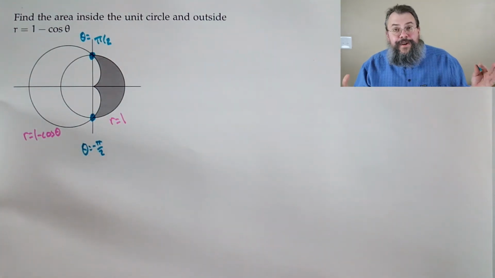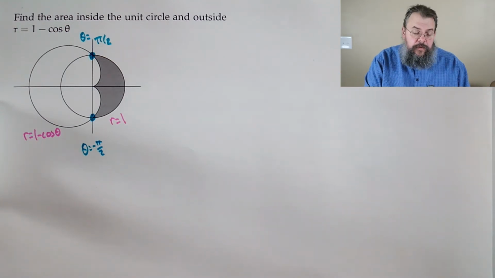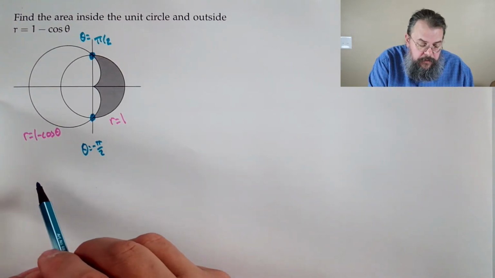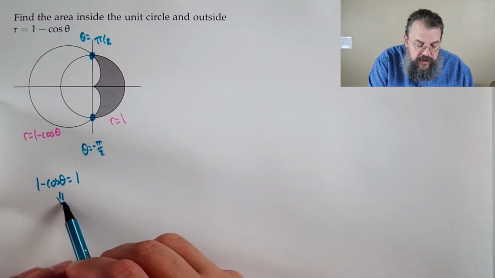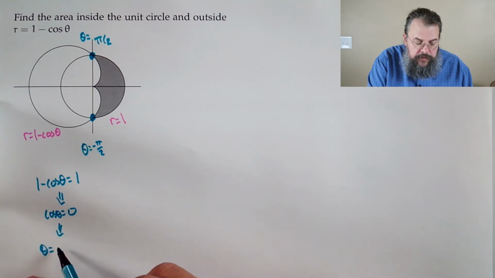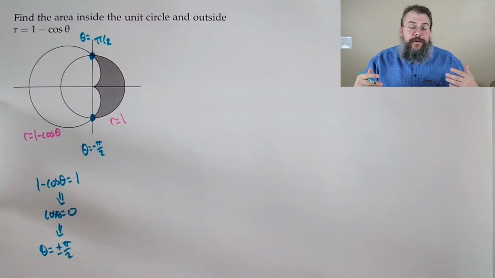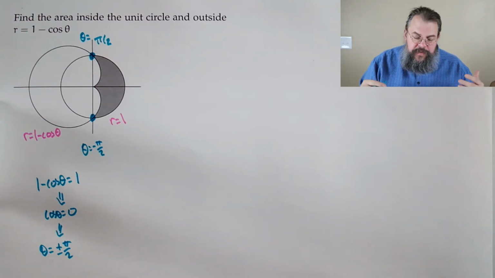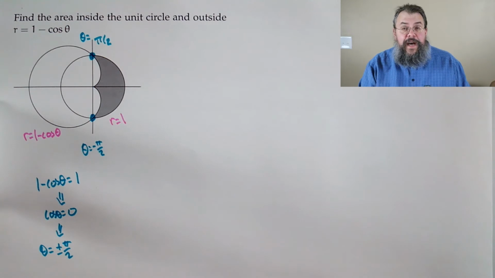Now, what if we didn't have such a nice picture? You can imagine that you might not have a great picture. In that case, you would set the curves equal: 1 minus cosine theta equals 1. That tells you cosine theta has to be 0, which would tell us that theta would have to be some version of pi over 2. Positive pi over 2, negative pi over 2. We could go even crazy and say 3 pi over 2, 5 pi over 2, 7 pi over 2. There are lots of them. But for us, pi over 2 and negative pi over 2 are our two bounds.